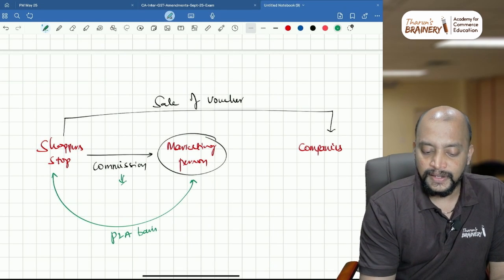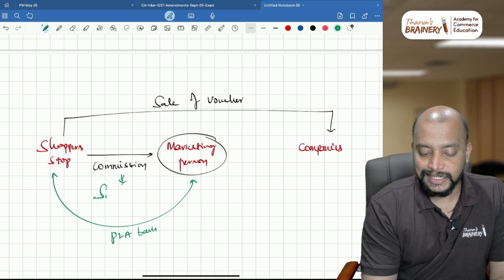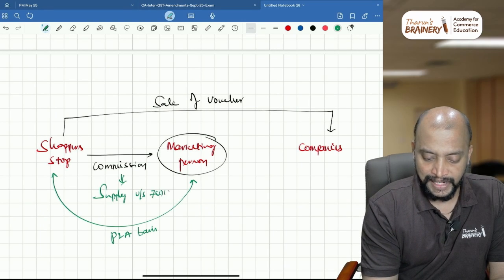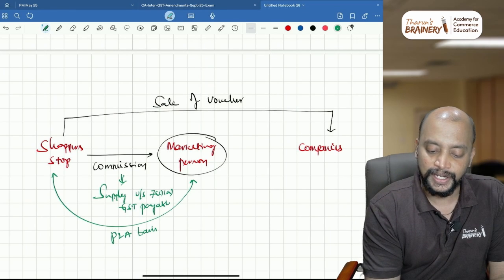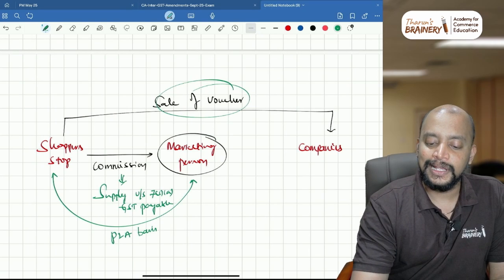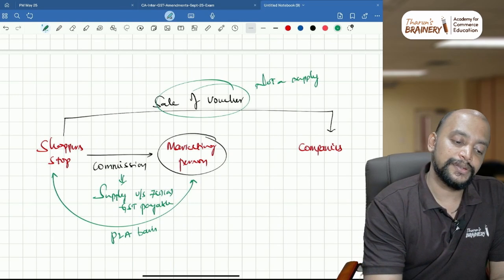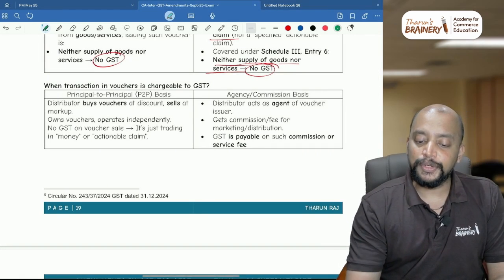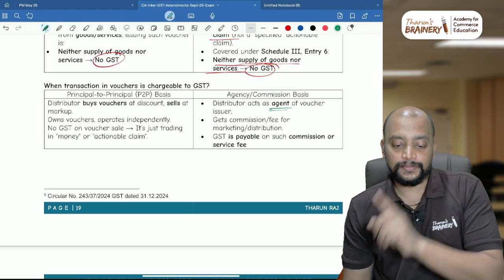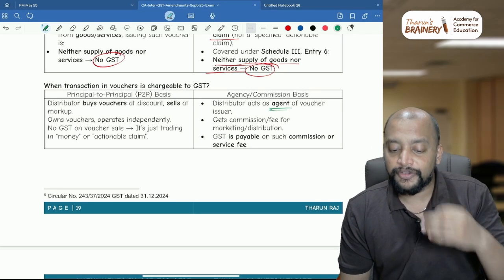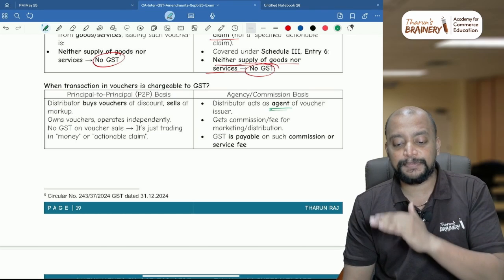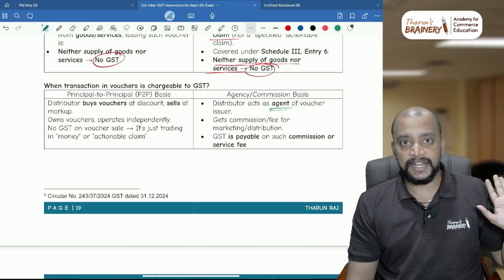This commission will be chargeable to GST. This is a supply under 71A, and GST is payable on this commission. But the sale of voucher is not a supply. This sale of voucher will not be coming under supply. So the distributor acts as an agent of the voucher, gets commission or fee for marketing or distribution. GST is payable on such commission or service fee.